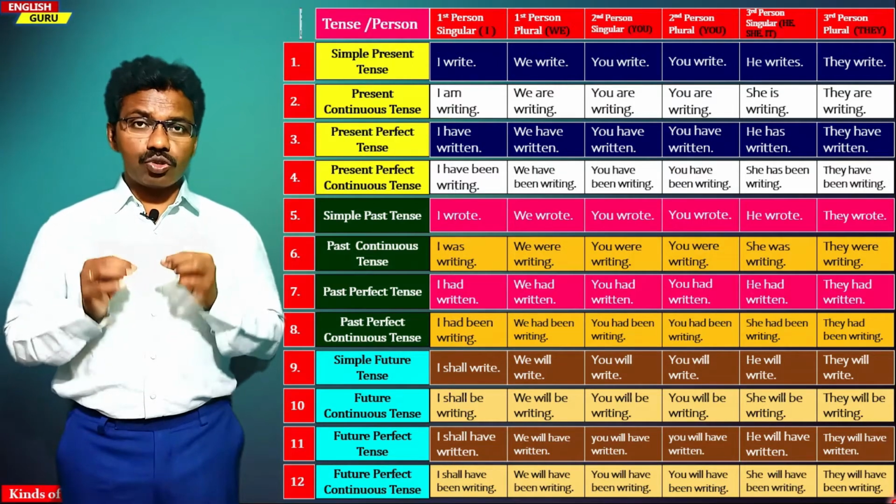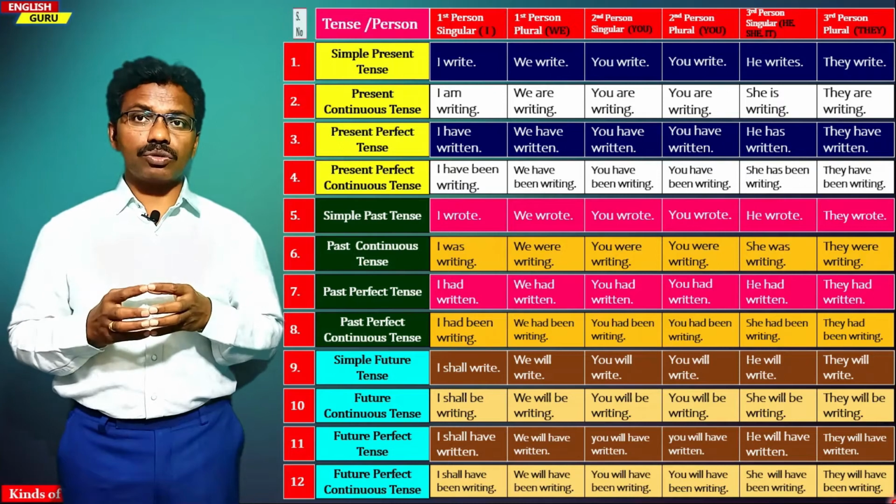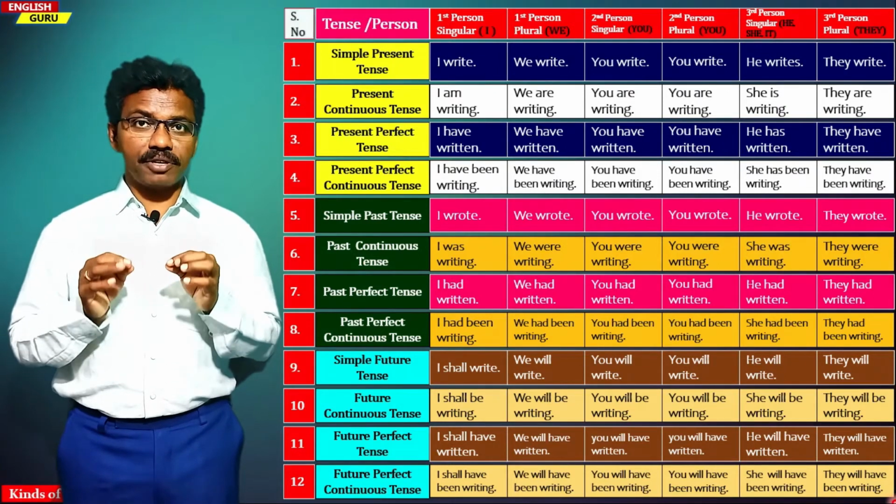So these are all the 12 active structures in the English language. So this is the basic information that we have to understand if you really want to know about tenses. So I hope you have understood what is tense, what is time, and what is the difference between tense and time, and how many kinds of tenses there are in the English language.